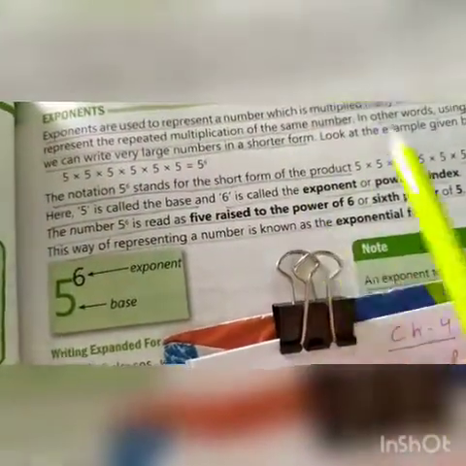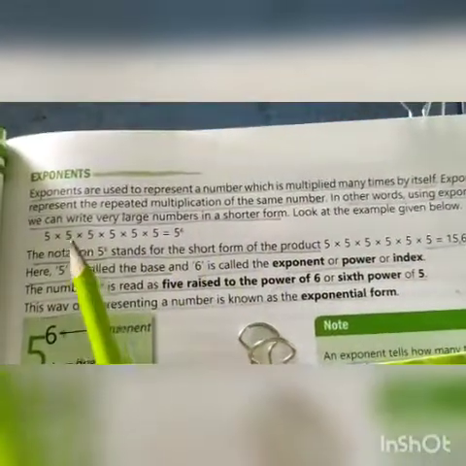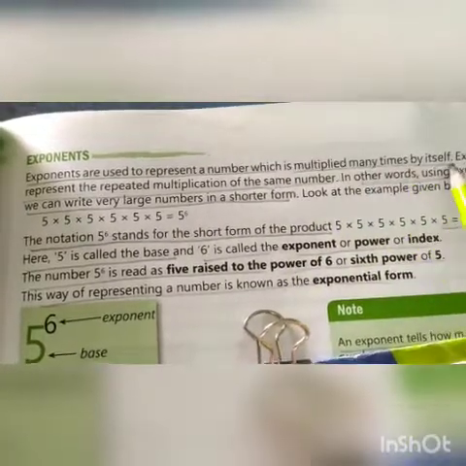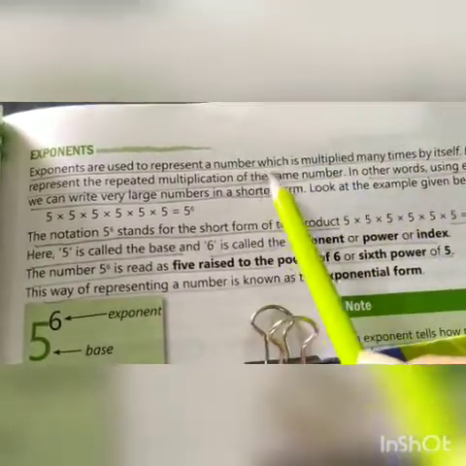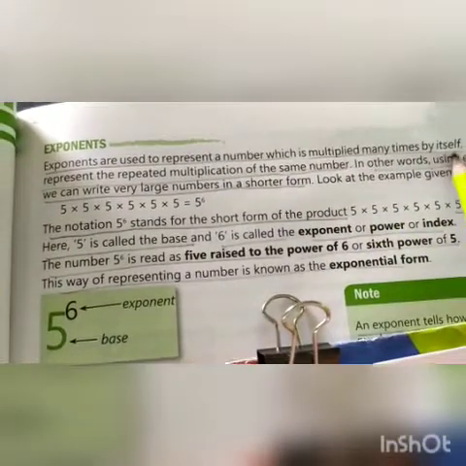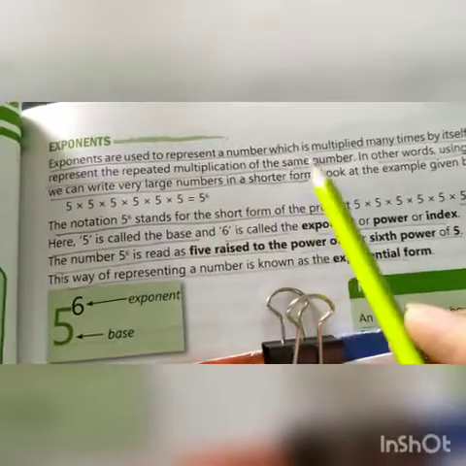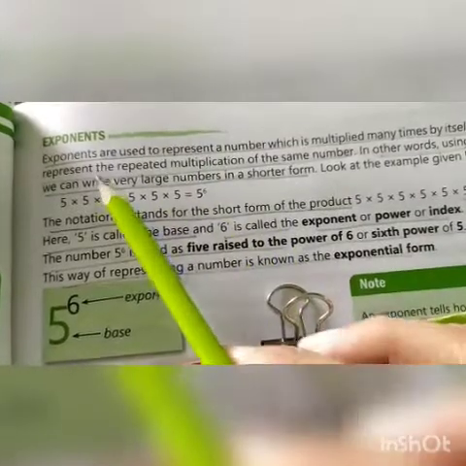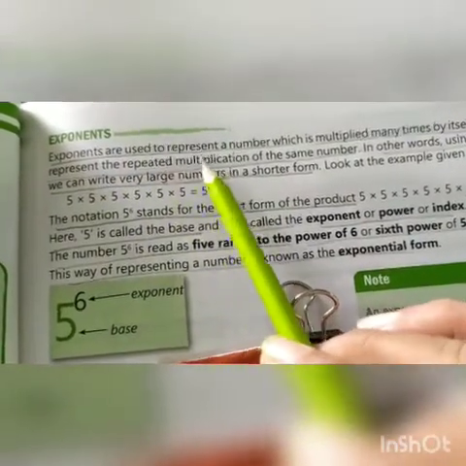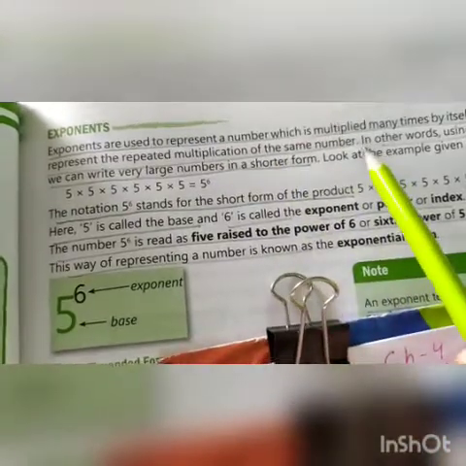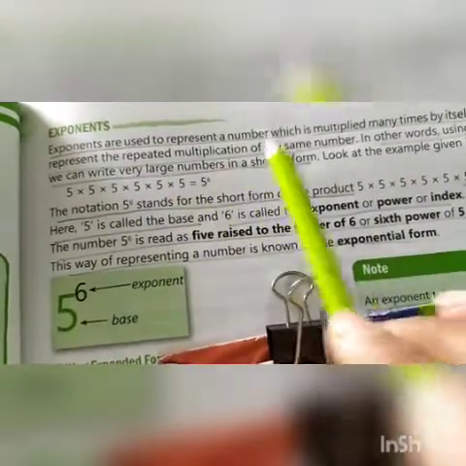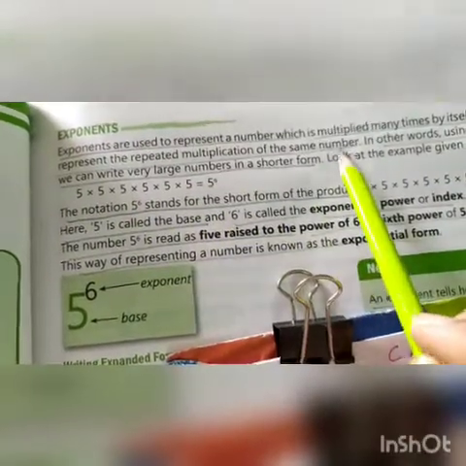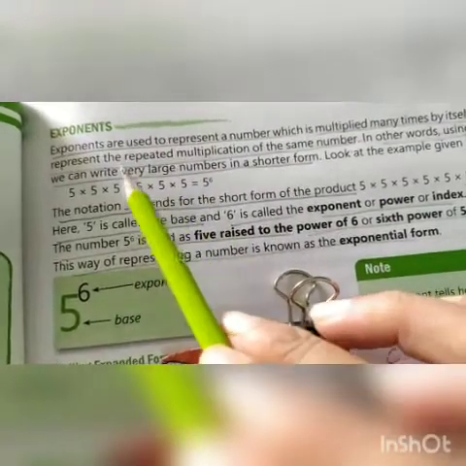Students, you will underline this in your books. Exponents are used to represent a number which is multiplied many times by itself. When a number is multiplied many times by itself, यानी जब हम एक नंबर को उसी नंबर से बार बार मल्टीप्लाई करते हैं, बहुत बार मल्टीप्लाई करते हैं, तो उसको हम एक्सपोनेंशियल फॉर्म में शो कर सकते हैं, रिप्रेजेंट कर सकते हैं. Exponents represent the repeated multiplication of the same number. एक्सपोनेंट्स की हेल्प से हम एक ही नंबर की जो बार बार मल्टीप्लाई करते हैं उसको रिप्रेजेंट कर सकते हैं.